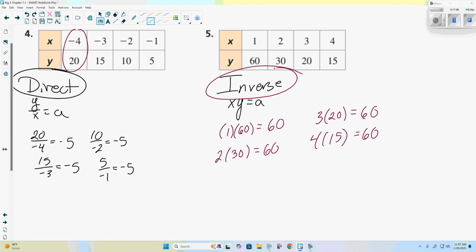So this would indeed be inverse. Because x values are going away from 0, the y values are going to 0. So they're going in opposite directions. On number 4, the x values are going to 0, and the y values are actually going to 0. They're both heading the same direction.